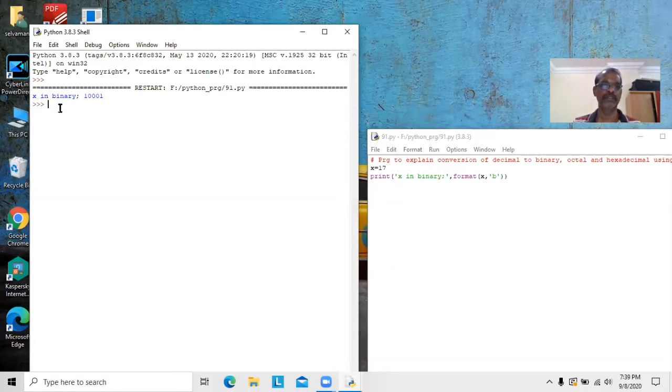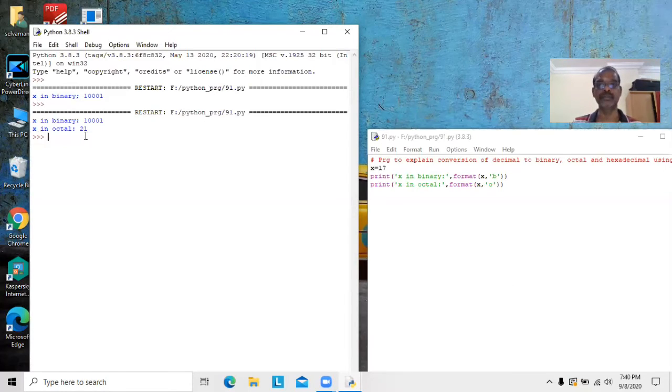See it here. So x is in decimal form 17. Binary equivalent of number 17 is 10001. Then we can proceed for octal and hexadecimal. Instead of b, it should be o. o stands for octal. See it here, 21. You should not call it as twenty-one, it is two one.